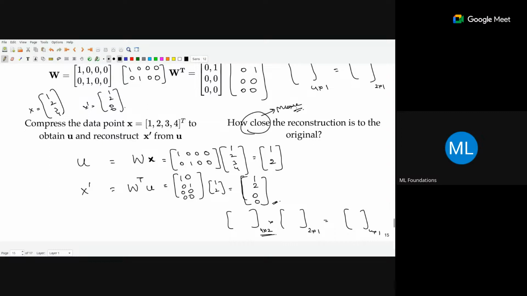Euclidean distance means like this. The norm of any vector, we take the square root of x1 square plus x2 square plus up to xn square. So this is the Euclidean distance norm, or we simply say L2 norm.